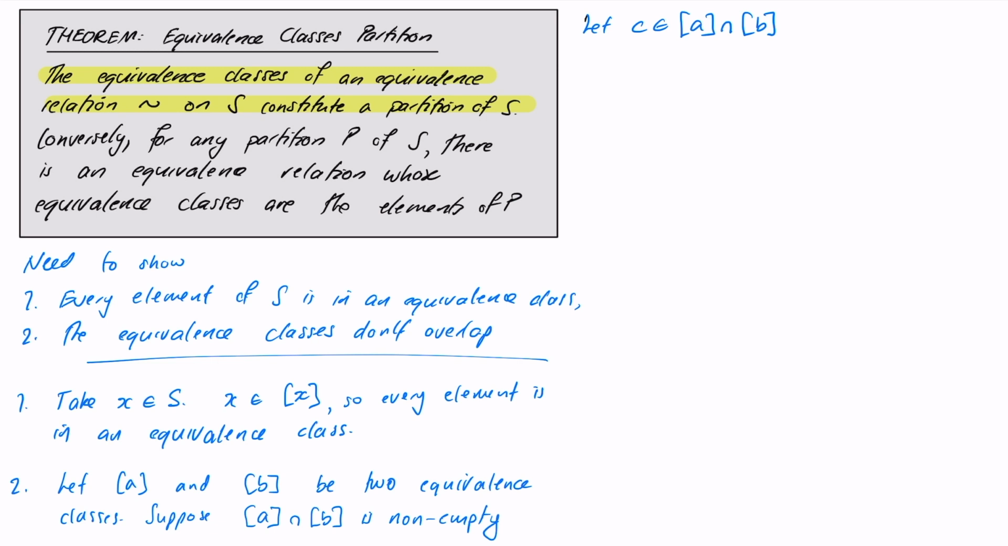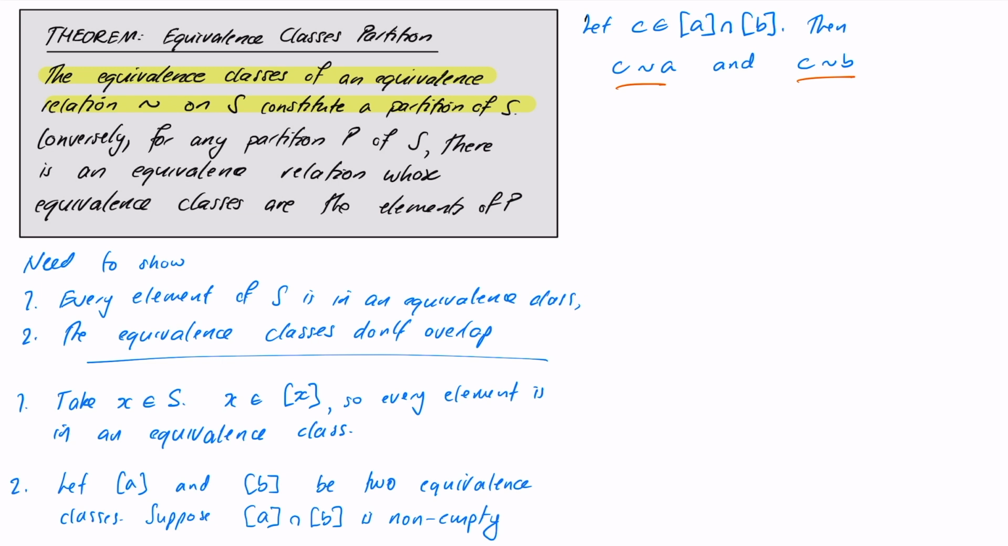Okay, so far so good. What does that mean? Well then, if it's a member of both of those things, this means that C is equivalent to A and C is equivalent to B. That's one statement we can make. But in fact, we can do even better than that.